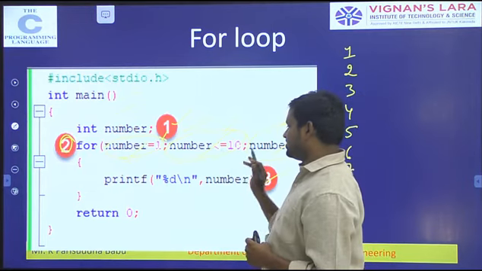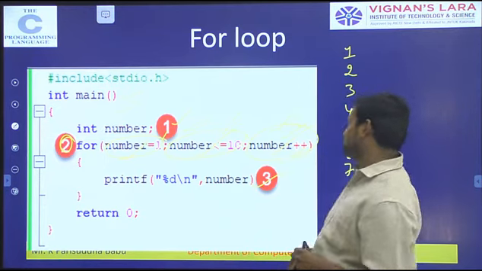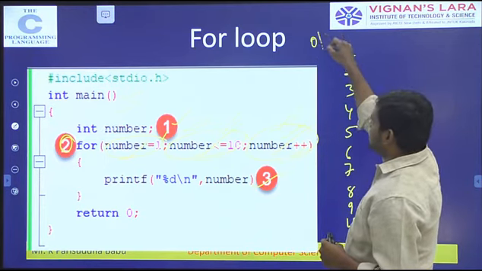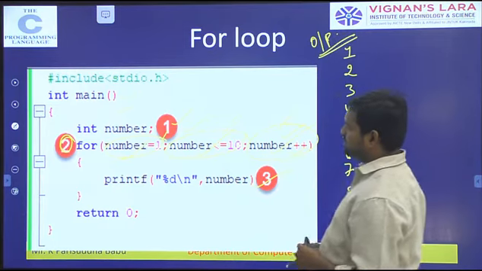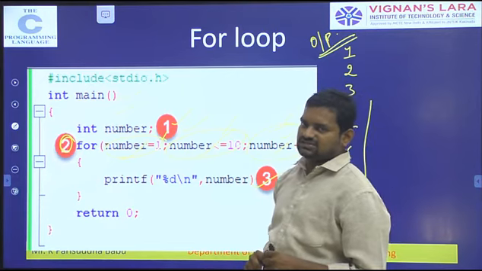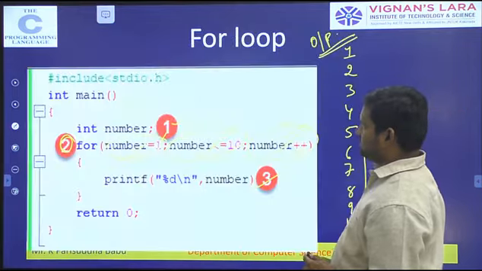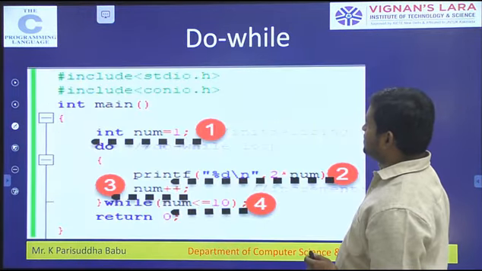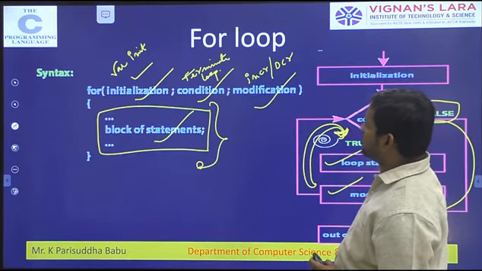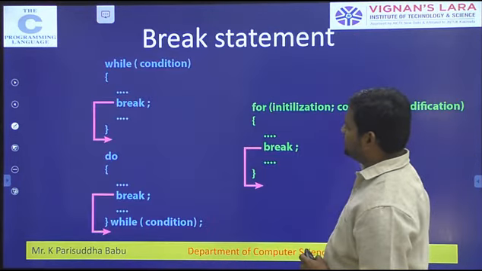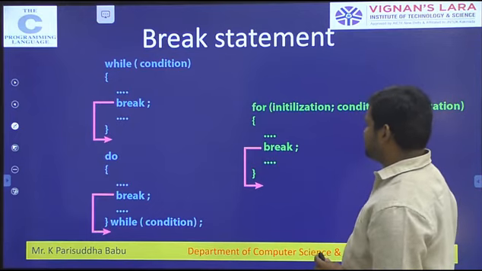At that time the control goes outside the loop statements, and the output is printed in this format, one line per value. Okay, so this is about the for loop. While, do while and for loop are the loops available in the language. Next one is the break statement.